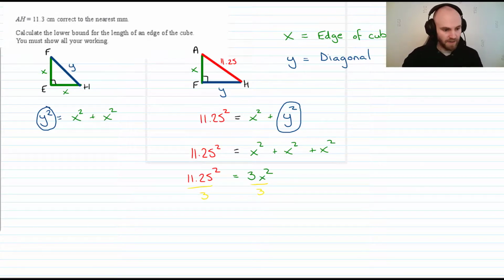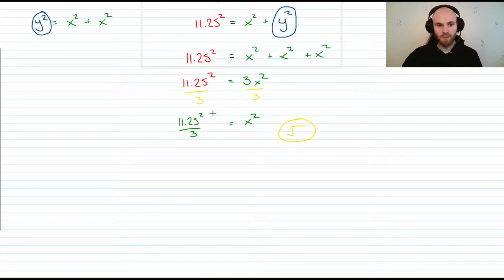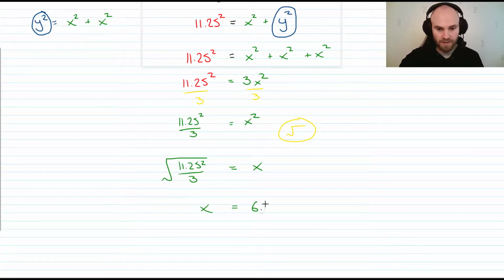We're going to divide both sides by 3, and then we're going to square root both sides, so that's going to give us the square root of 11.25 squared divided by 3 equals x. And if you do that on your calculator, that will give you 6.495190528.